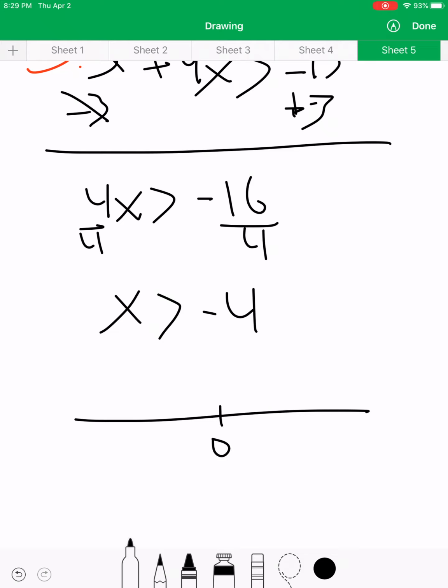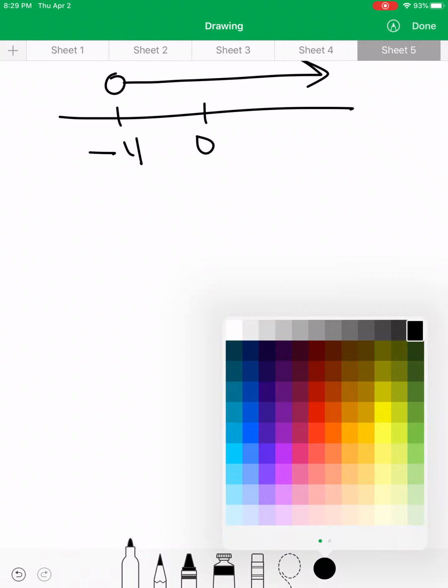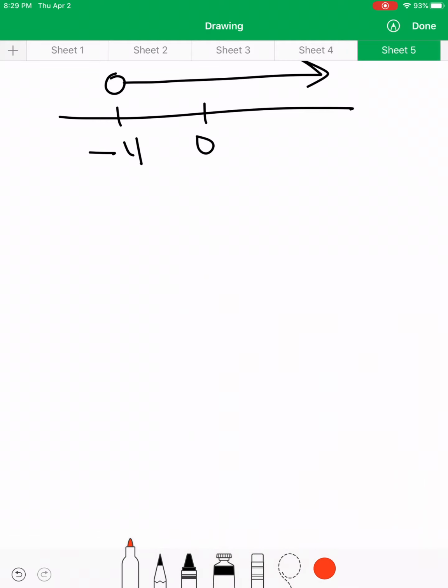X is greater than negative 4. Show me 0, show me the solution. Open dot, because there is no dash. X is greater than negative 4. Numbers that are greater than negative 4 are over there to the right on the number line. Number 6 now.